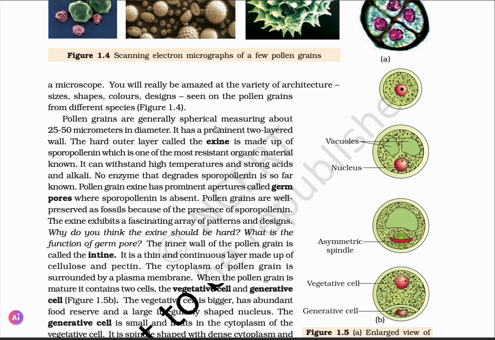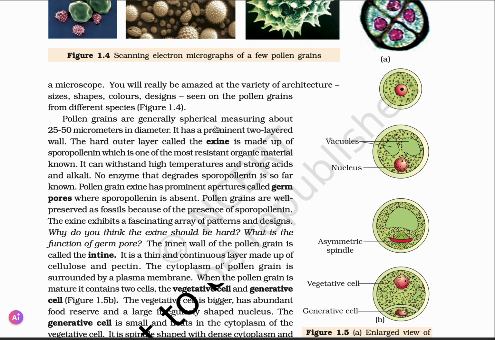Mu m would be the unit given in the MCQ. It has a prominent two-layered wall. The outer one is exine, which is made up of sporopollenin, which is the most resistant organic material known to humans, and it can withstand high temperatures, strong acids or alkalis. And no enzyme is currently known to humans that can degrade the sporopollenin.